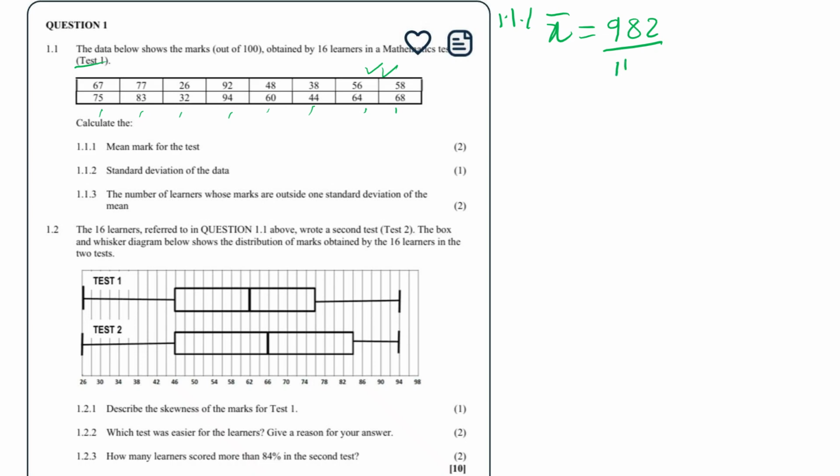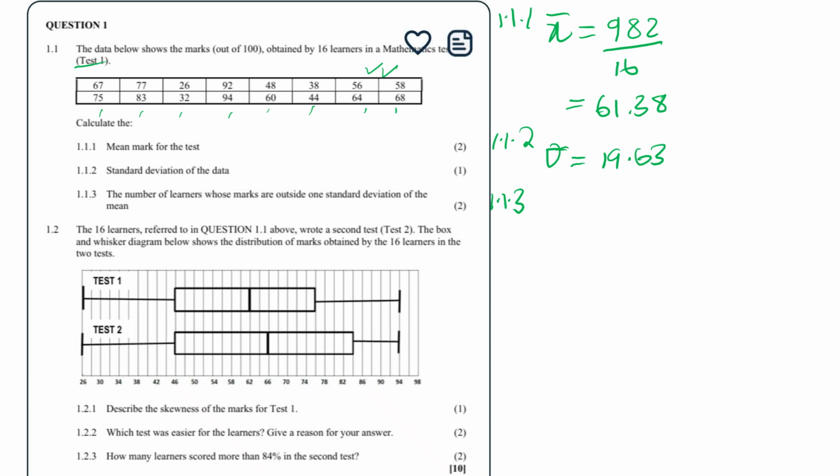You divide by 16, because remember, when we say mean, we mean the what? The average of these numbers, right? Therefore now average, it is 61.38, right? Therefore now 1.1.2, the standard deviation of the data. If you punch this data into your calculator, you will find the standard deviation as 19.63. Good.